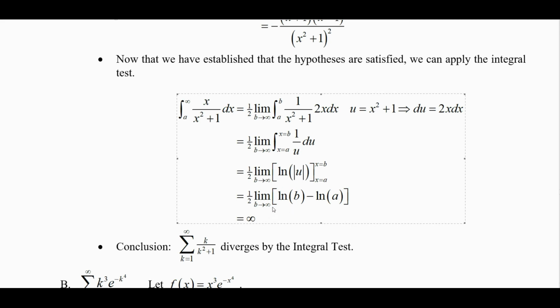Now, when we take the limit as b goes to infinity, the log of b does it kind of slowly, but eventually it does approach infinity. So that's infinitely big minus, well, log of a is some constant. Infinity minus constant is still infinity. Half of that is still infinity. And so we see that this integral diverges to infinity.